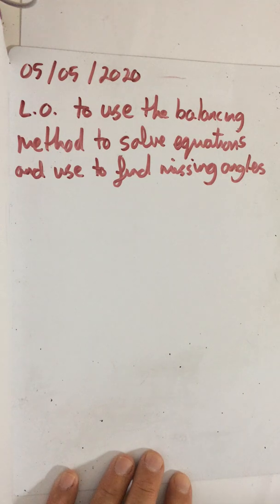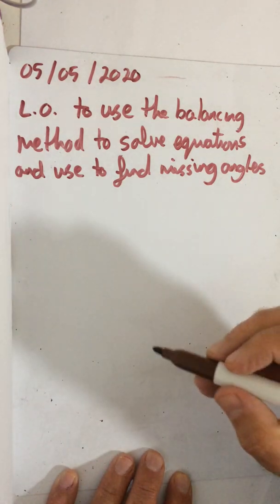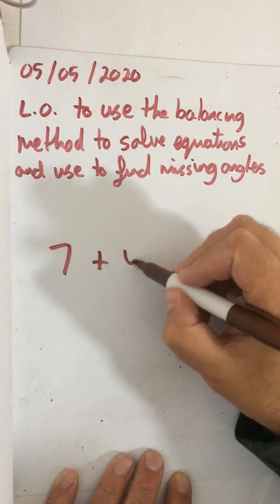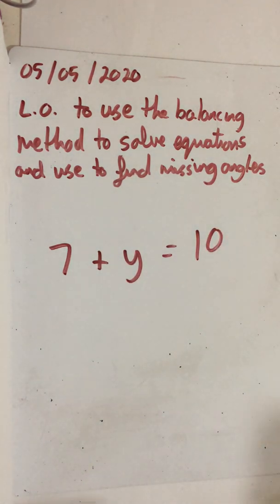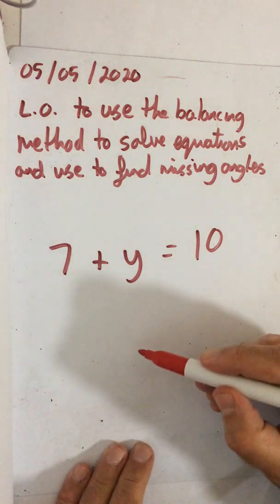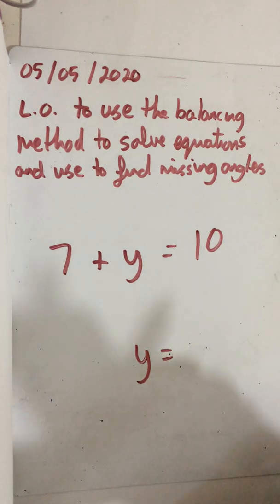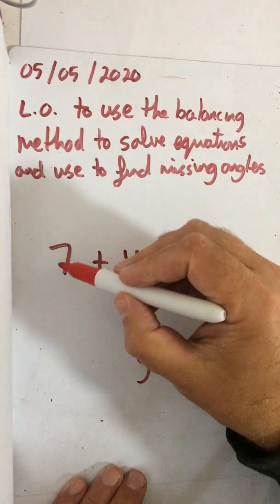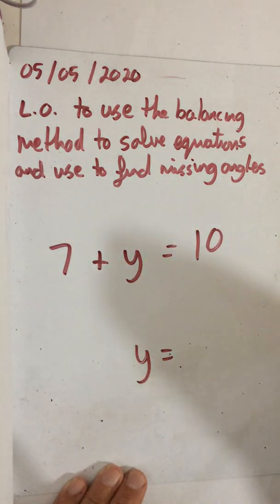I'm just copying some of the questions from the textbook, but we'll do some of them, but not all of them. So that'll be 7 plus y is equal to 10. Now, remembering with the balance method, we just need to be left with y equals down here, don't we? So on this side of the equation, we need to get rid of this plus 7. We know it's a positive 7 because it's got no sign there.